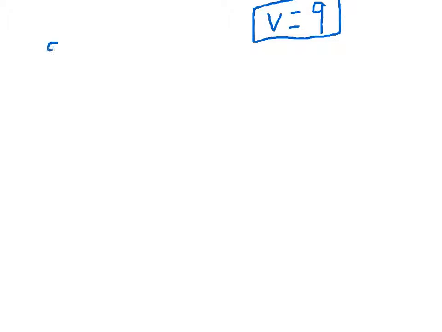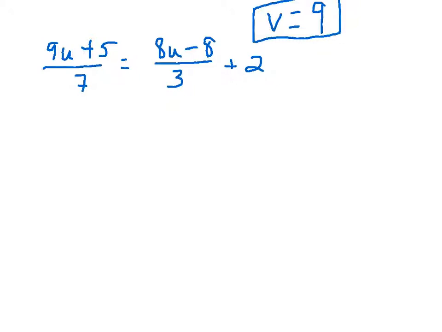Let's see, how about 9u plus 5 all over 7 equals 8u minus 8, that's a minus, all over 3 plus 2. Again, where do we start? First place you want to start is looking at the bottoms of our fractions. We have a 7, we have a 3, our common denominator, or our magic number, is going to be 21.